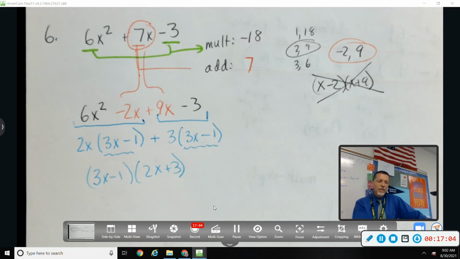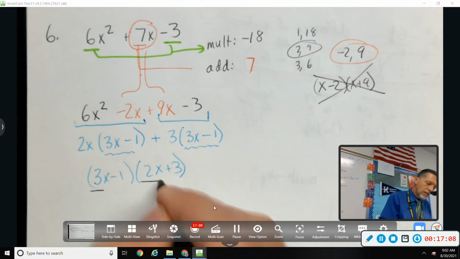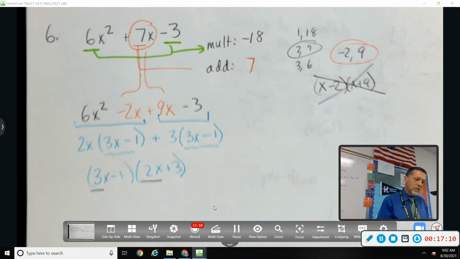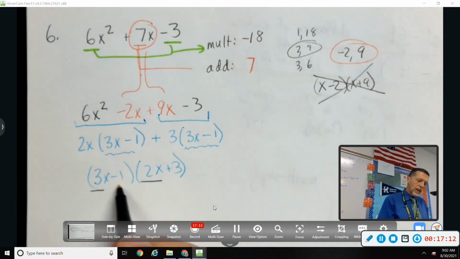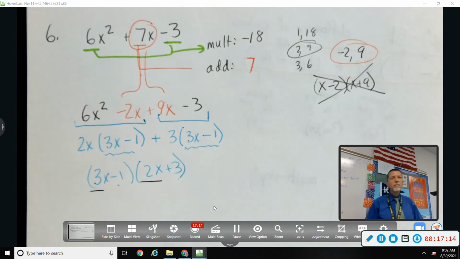At the very least, you should do the F and the L of FOIL. 3x times 2x gets me 6x squared. Negative 1 times 3 gets me negative 3. It's not a full check, but maybe I feel halfway good about that answer. When you're doing larger numbers, you can do something else. You don't need it. There are some people that can jump straight to here, but that's kind of tricky to pull off.